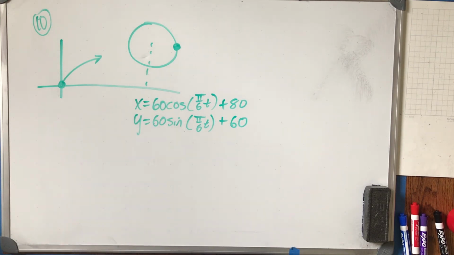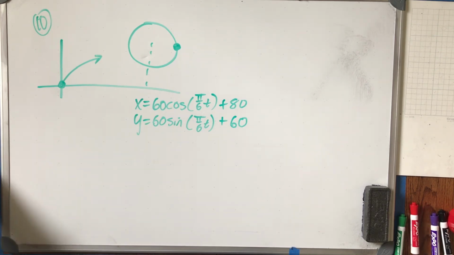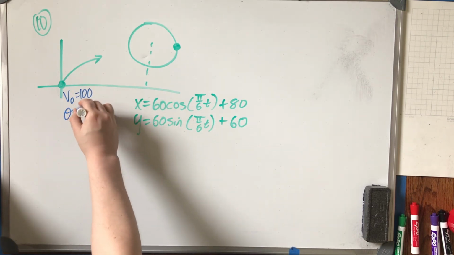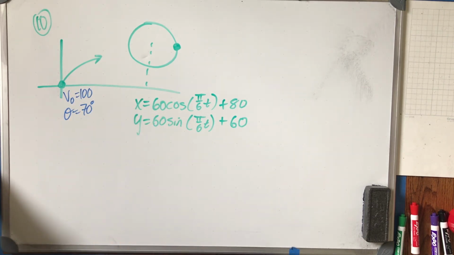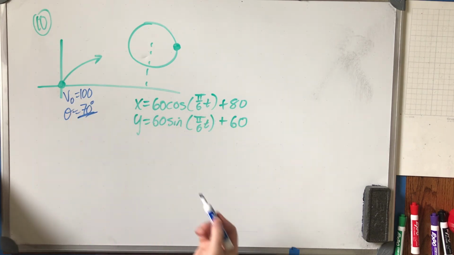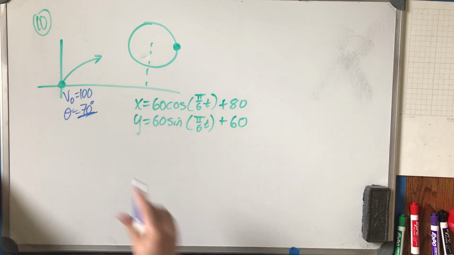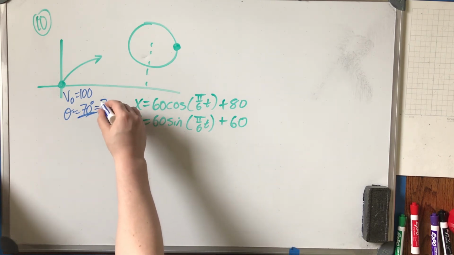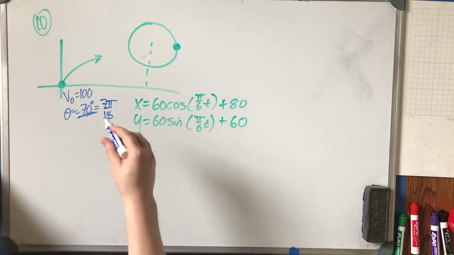Ooh, man, this is a hard question. What a meanie I am for putting this one on. This guy over here, we've got an initial velocity of 100 feet per second. We have a theta value of 70 degrees, and that's going to mess us up because this equation is in radians and this one is normally written in degrees. So what I'm going to do is just convert this into radians. That's going to be 7 pi over 18 radians.